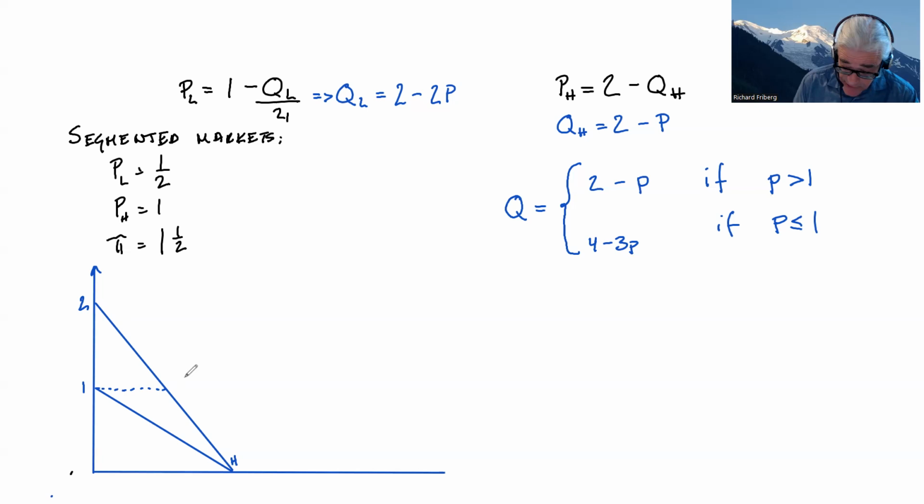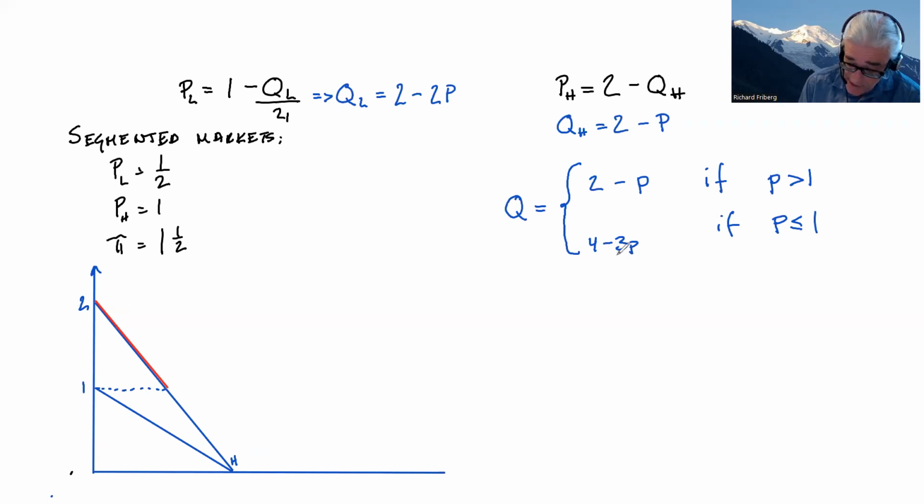Okay, so let's first draw the inverse demand curve, and in this case we can do that in red. So we're seeing that if price is above 1 but below 2, the inverse demand curve is given by this.